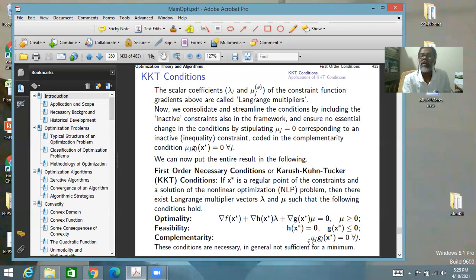That ensures that for inactive constraints, mu j's are 0, and if some mu j is non-zero, essentially positive, then the corresponding constraint must be active. Now, these conditions together are necessary. Every minimum point must satisfy them, but they are not sufficient. There may be some points which satisfy these, but are not minimum points.